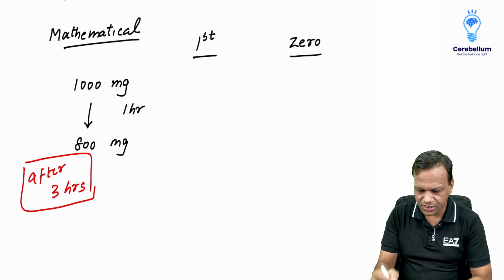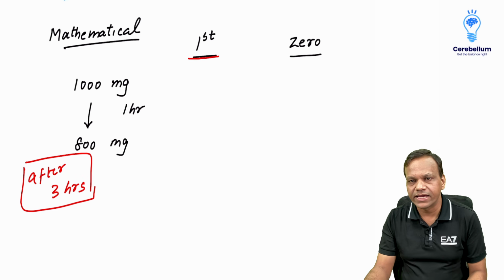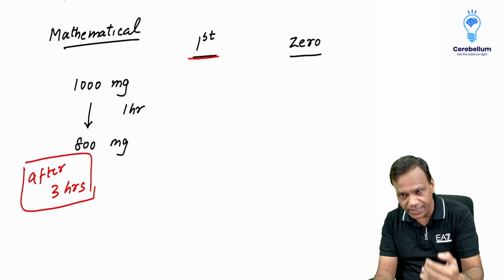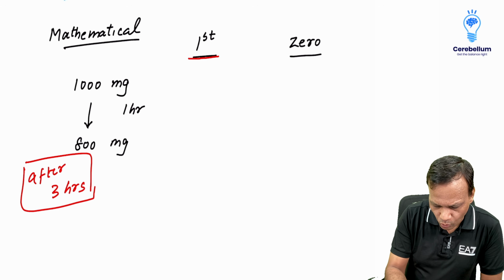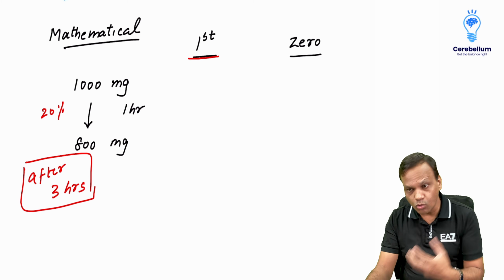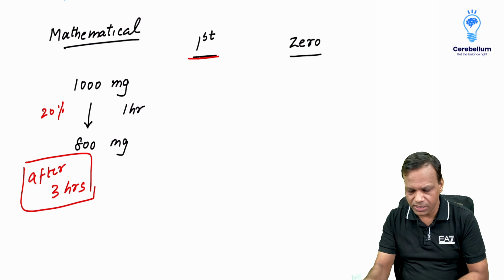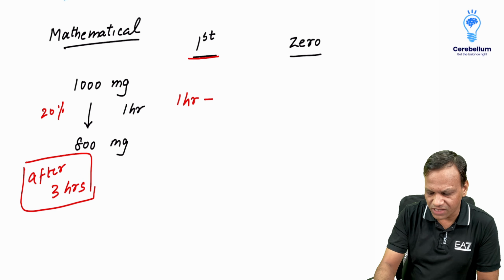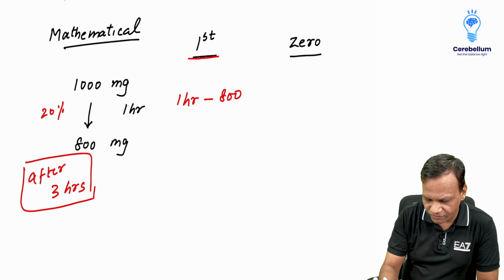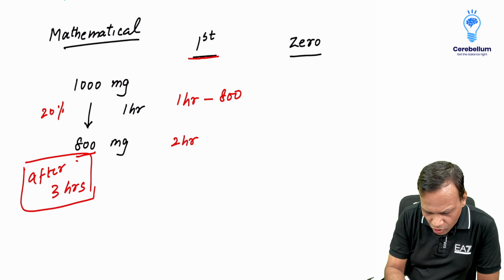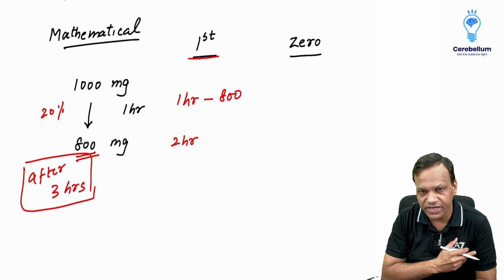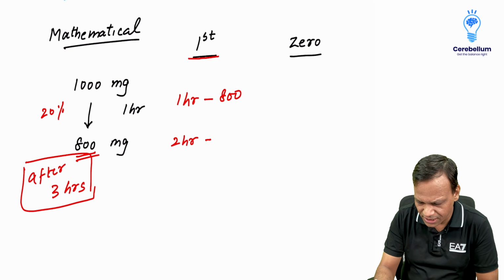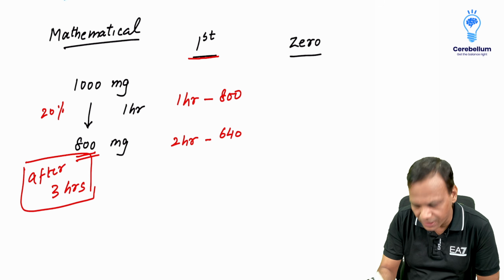The difference is, if the drug is following first order kinetics, the fraction is constant. Out of 1000, if 800 milligram are remaining, that means 200 milligram, or 20%, is removed. So after 1 hour, the remaining is 800. After 2 hours, 20% of 800 will be removed. What is 20% of 800? It is 160. So remaining will be 800 minus 160, that means 640 milligram will remain.